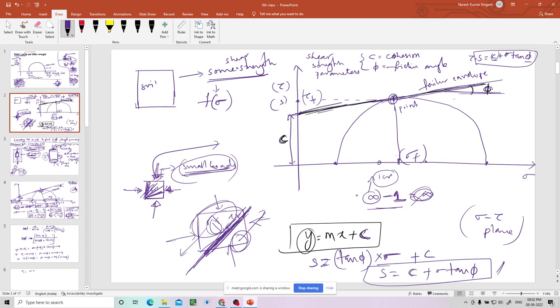Okay, understood? Then in this, if the phi value is 0, what is the value of shear strength? s equals c directly, right? That is what is called undrained shear strength. So I hope there is no doubt.